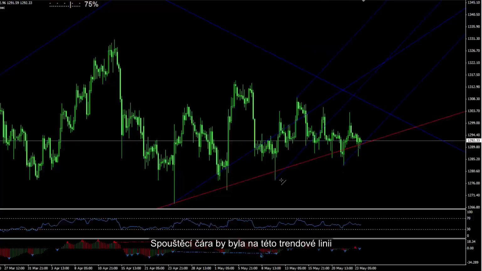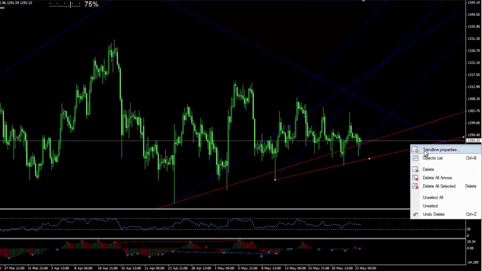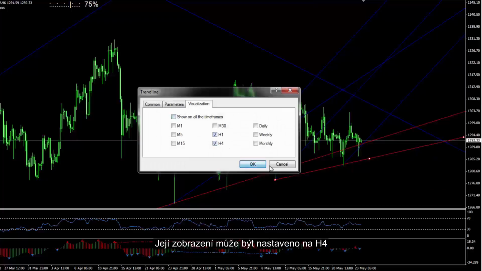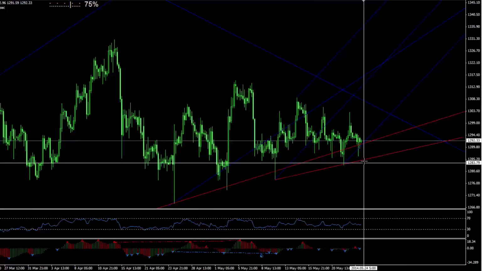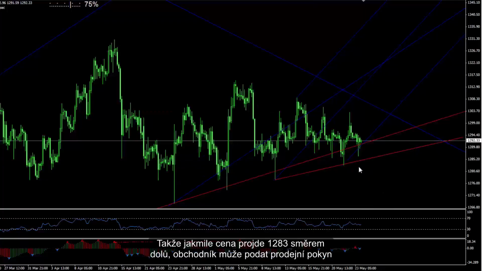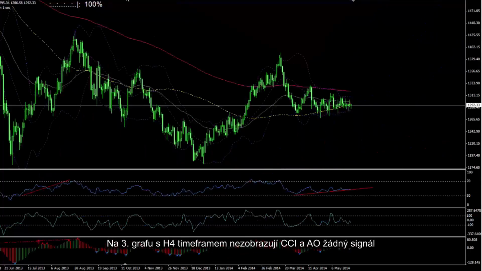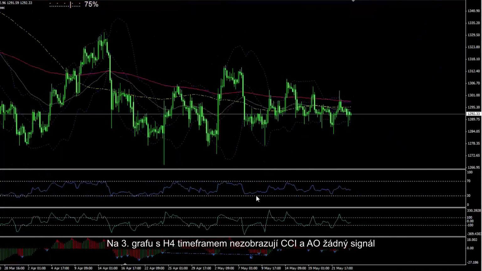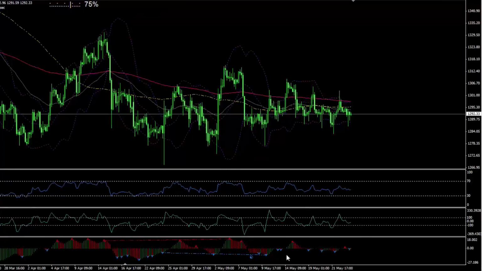The trigger line would be this trend line. Its visibility can be set on H4. So, if price breaks 1283 towards the bottom, then a trader can place a sell order. On the third chart, with H4 time frame, CCI and AO do not display any signal.